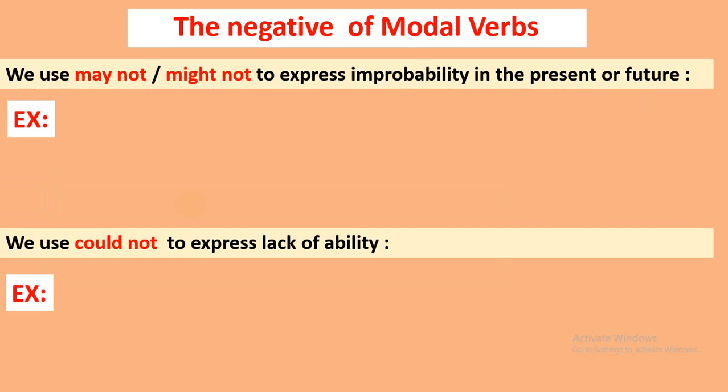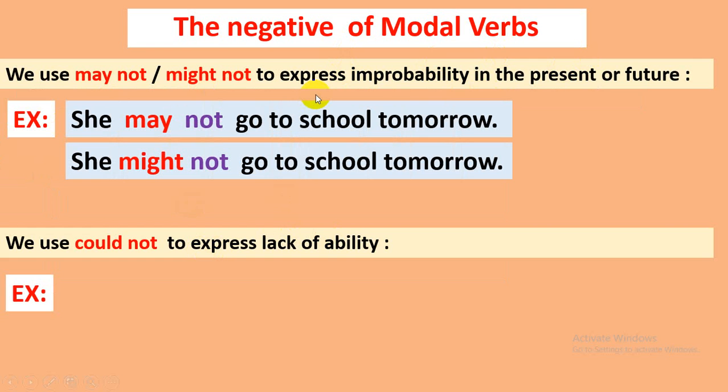Excellent. Let's continue here. We use may not and might not to express impossibility in the present or future. So impossibility means this will not happen. It's not possible to happen. For example, she may not go to school tomorrow. She might not go to school tomorrow.